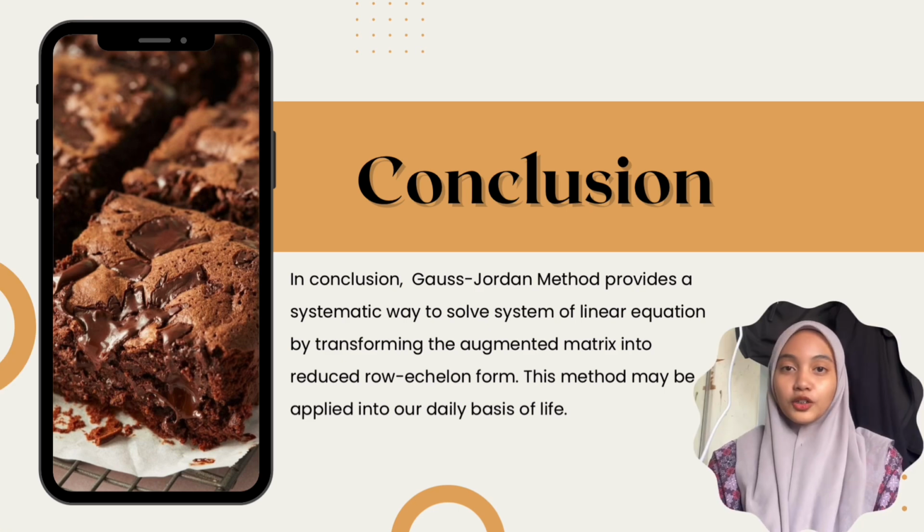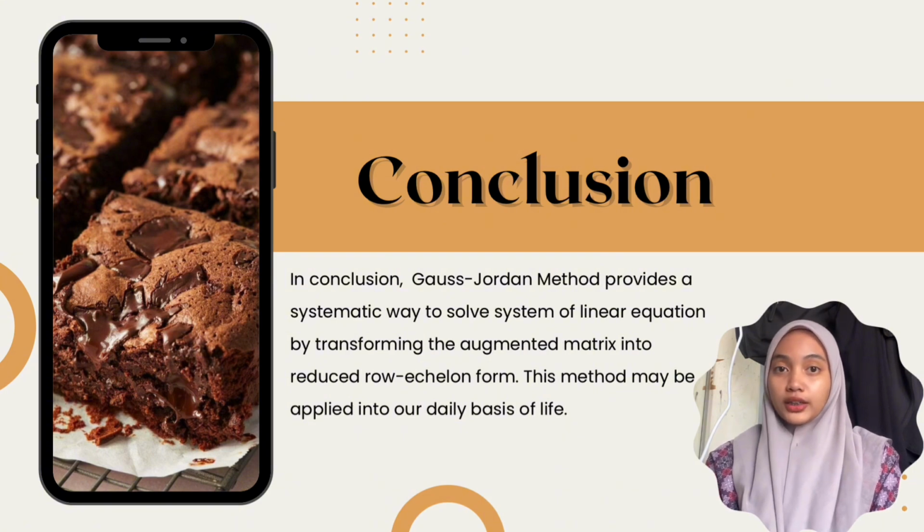In conclusion, the Gauss-Jordan method provides a systematic way to solve a system of linear equations by transforming the augmented matrix into reduced row echelon form. This method may be applied in our daily life.